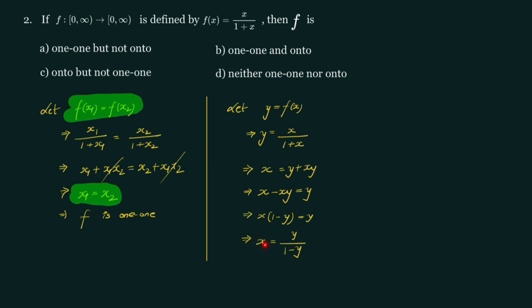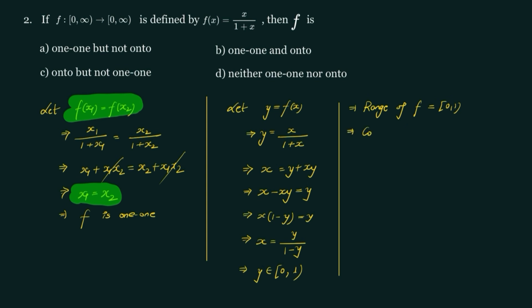But x is our domain, and we see that our domain was the set of positive real numbers. So that means the value of y can be in the open interval (0, 1). That means the range of f. See, this y is the range actually. So range of f equals (0, 1).